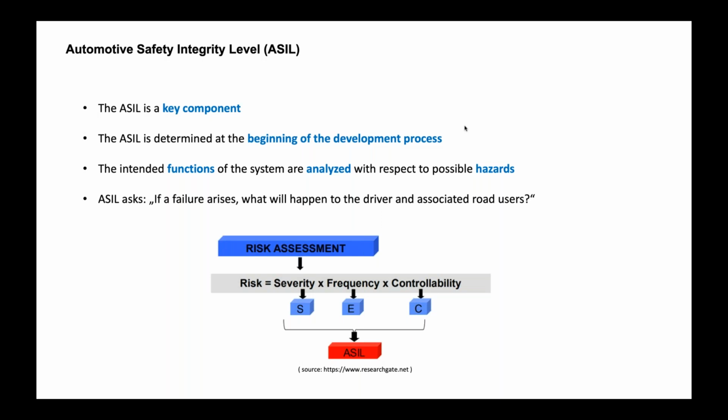So the ASIL is determined at the beginning of the development process. The intended functions of the system are analyzed with respect to possible hazards. And ASIL asks, if a failure arises, then what will happen to the driver and associated road users? And when the answer is not good, when there is a very high danger for the driver, then we need to apply special measures to reduce this risk.